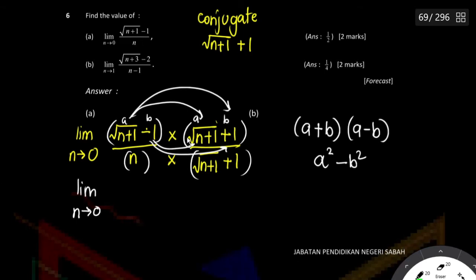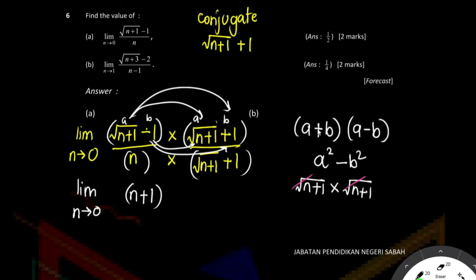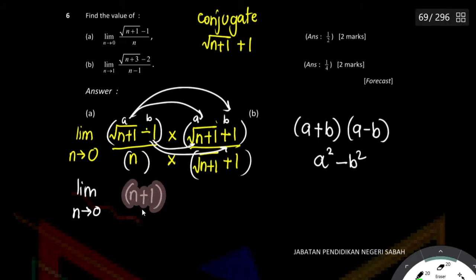So A times A, square root times square root will be gone. Square root n plus 1, what will happen to the square root? Square root will go off already. So you're only left with n plus 1. Just take n plus 1 only. Then what is this? Minus b square. Let me write it back nicely for you.